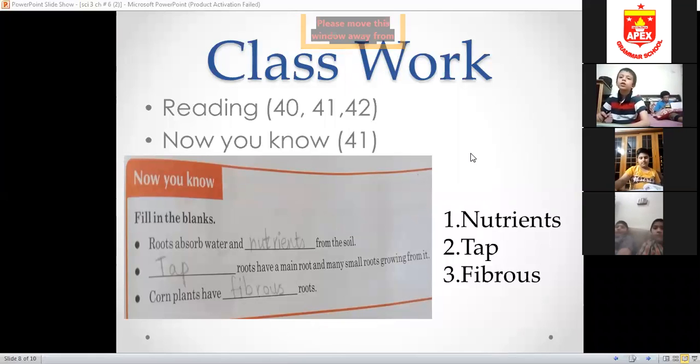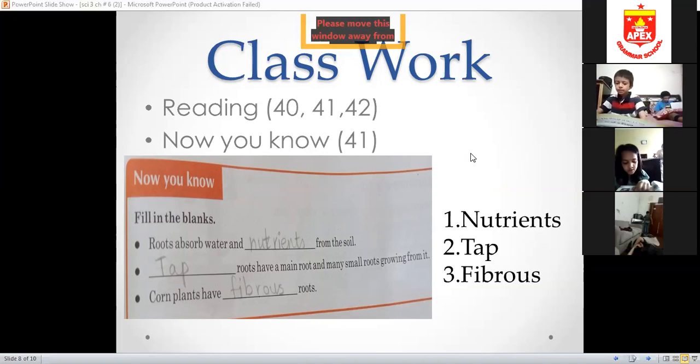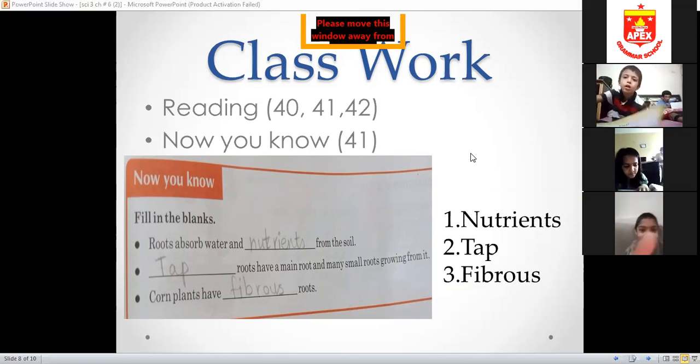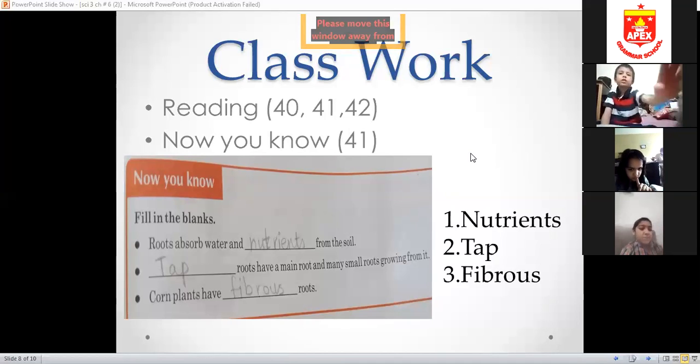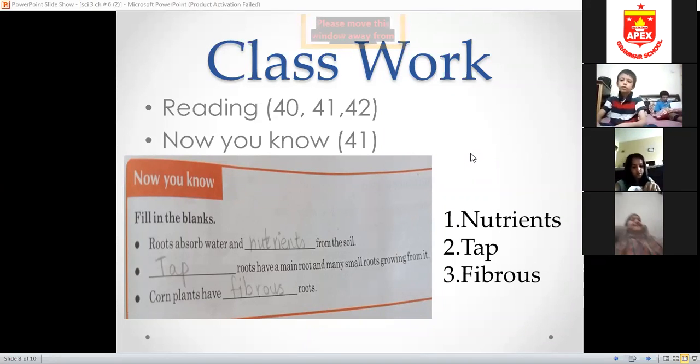So, Dania will continue where Samaha left. Saad, look at your book properly. Dania is also not listening. Samaha left where the word climber was written on the board. She has read till there. So you are going to continue from the next word: Some others like pumpkins.